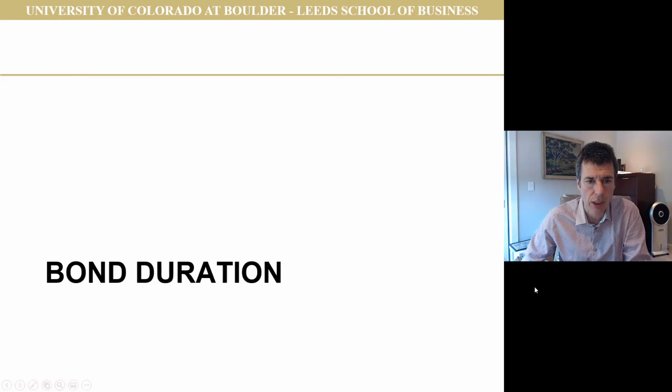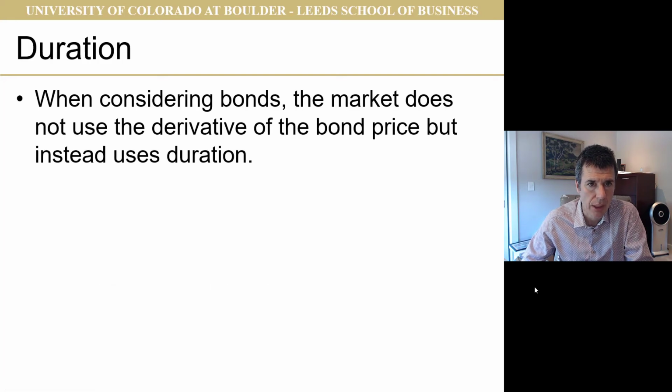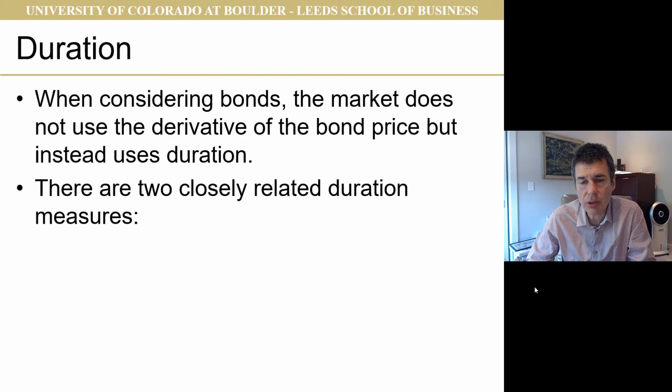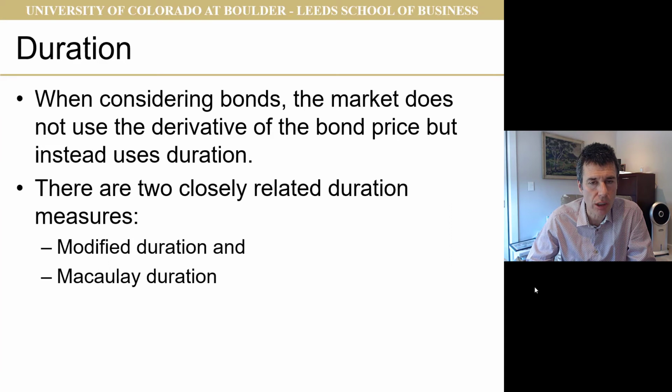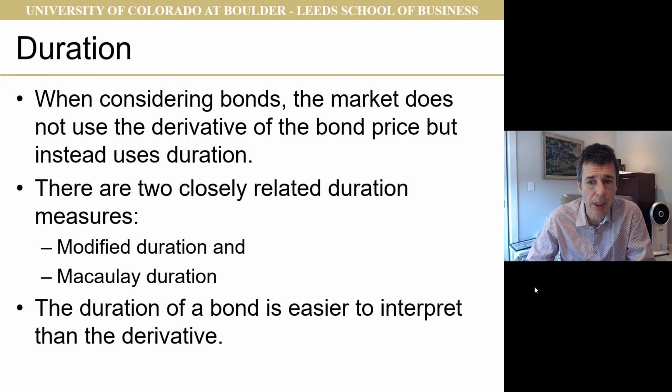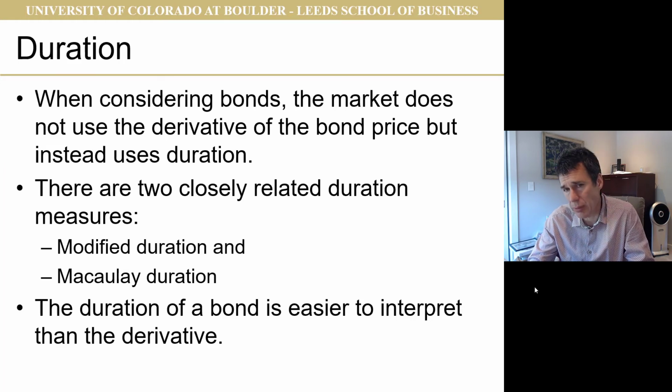Finally, we're going to talk about bond duration. So when considering bonds, the market typically does not use the derivative or talk about the derivative of the bond, but instead uses a measure they call duration. Now there are two closely related duration measures, Modified Duration and Macaulay Duration. We'll go through both and we'll see they're pretty closely related. So the duration of the bond is easier to interpret than the derivative itself, and so people tend to quote durations.